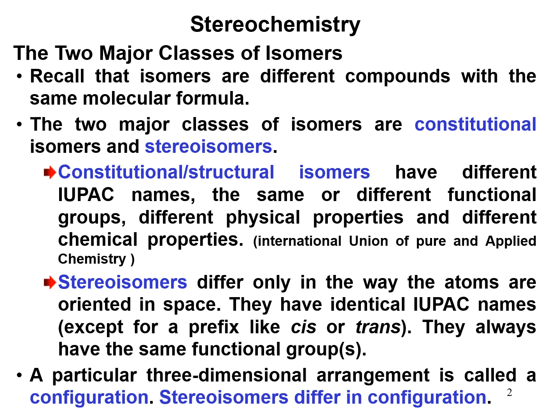When it comes to stereoisomers, they differ only in the way the atoms are oriented in space. They have identical IUPAC names except for a prefix like cis or trans. They always have the same functional groups. The particular three-dimensional arrangement is called configuration, and these stereoisomers differ in configuration only.